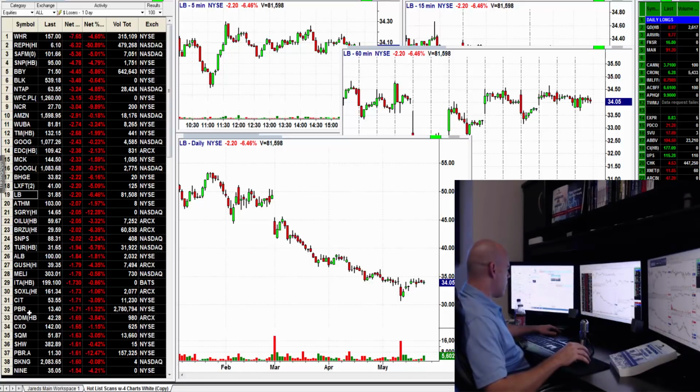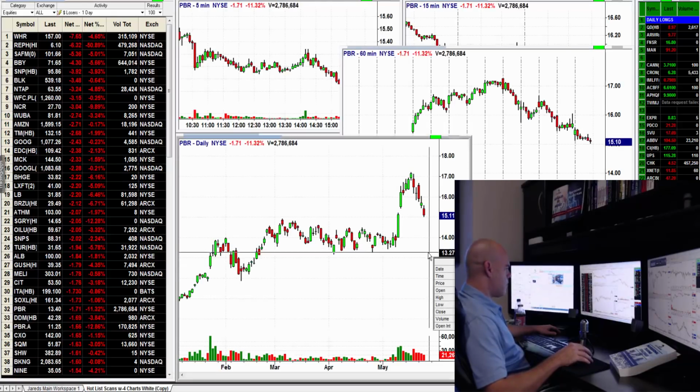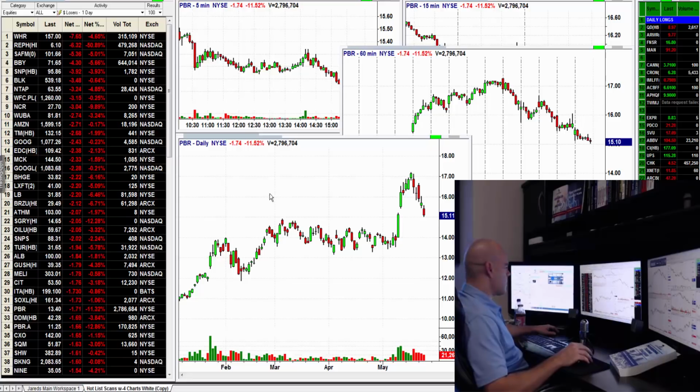TUR is hard to borrow. I'm not going to look at it. PBR, 1340. We can watch this, guys. It's right at support, but if it gets under there at 1320, perhaps this can go. It is an ADR, and I do not generally trade ADRs, but this is a decent gap, so I might just keep it on the list.